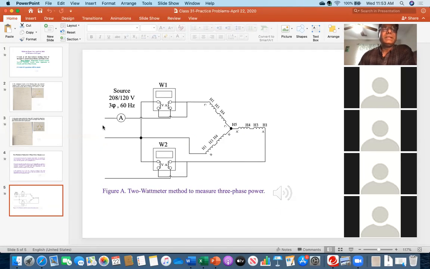So how? You see on the left side, there are 3 lines. I have shown an ammeter on a line just as an example. This is a line, for example, for phase A. The next line is for phase B. Then this is phase C. Now everybody see, for example, the top W1 wattmeter.